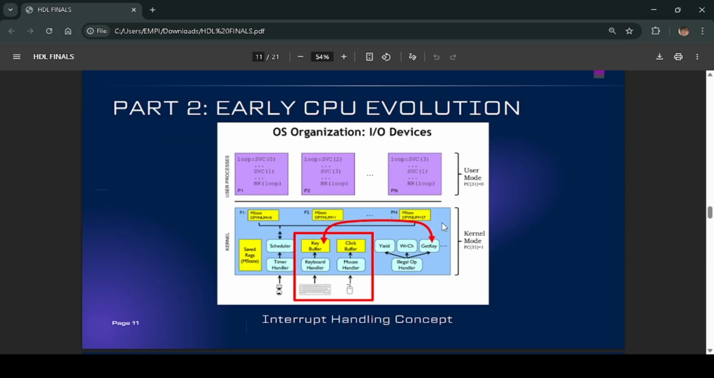Next is the interrupt handling concept, or the responsiveness: interrupts and indirect addressing. As CPUs needed to interact with the dynamic world, two key features emerged. Interrupts allow hardware signals, a keystroke or a timer tick, to immediately pause the CPU, force it to run a small high priority service routine, and then seamlessly return to its saved state. This is the bedrock of responsive real-time interaction.